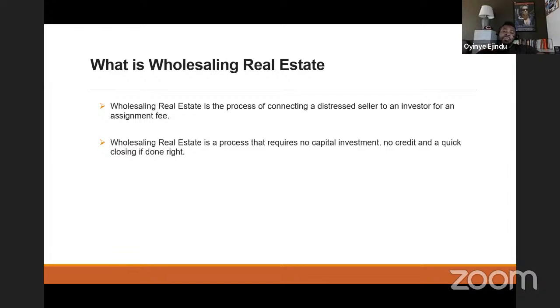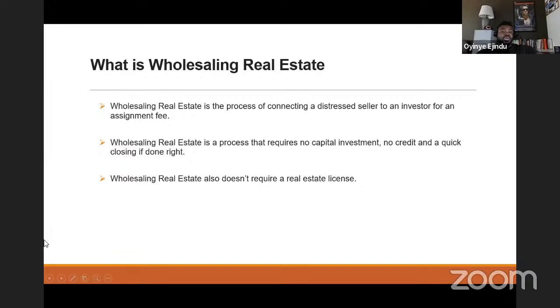Again, it's the step and it's a process that so many investors actually got started in real estate investing. Wholesale real estate, if it's done right, requires no capital investment. It also requires no credit, and it also can close very quickly if you do it right. So again, people want to invest in real estate and people want to get in without so much of their own capital, especially for those who don't have a lot of capital getting started.